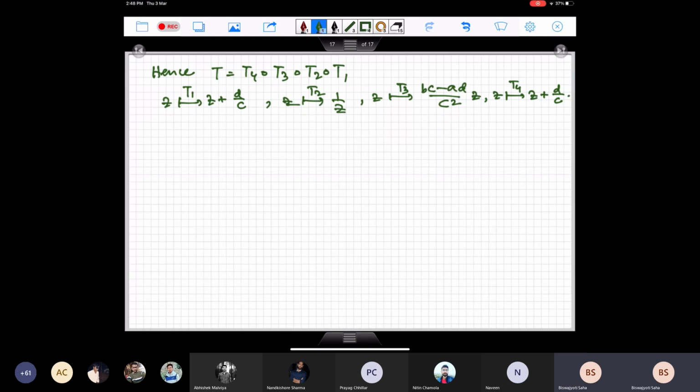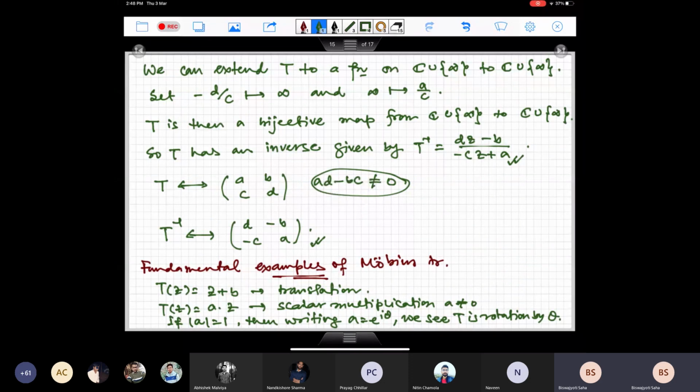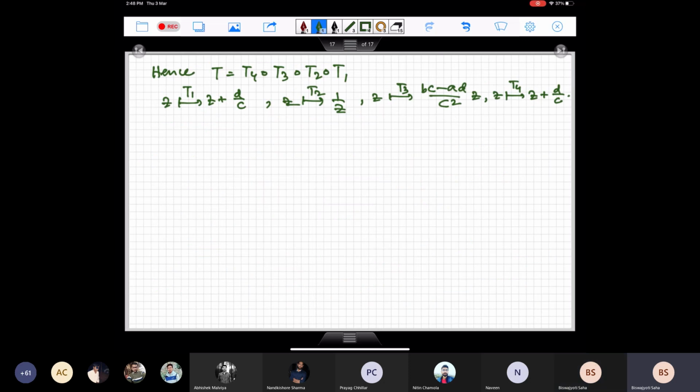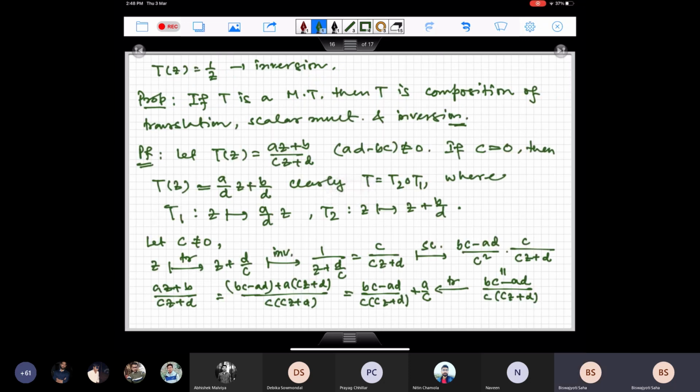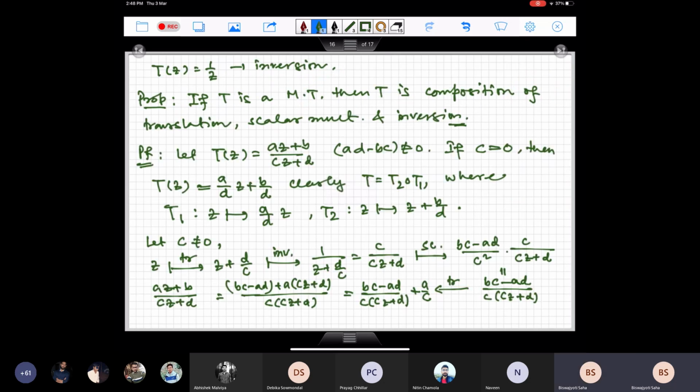Okay, so you have understood why we call translation, scalar multiplication and inversion the fundamental Mobius transformations, because any Mobius transformation can be obtained by means of these basic Mobius transformations. So this is T4, Z to Z plus A by C. Yeah, sorry, thank you. Z to Z plus A by C. Very good. Thank you for pointing out.